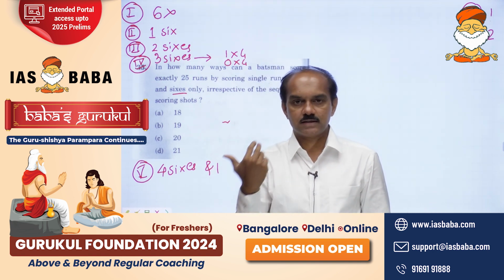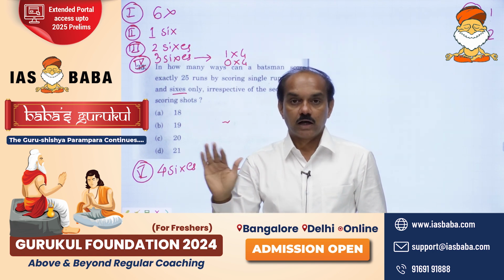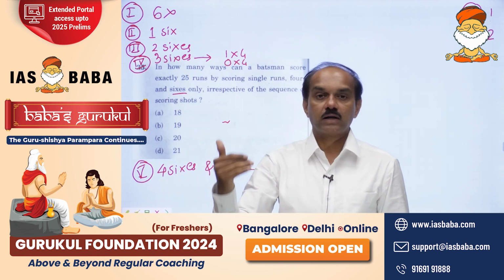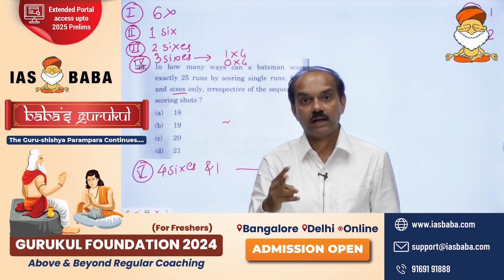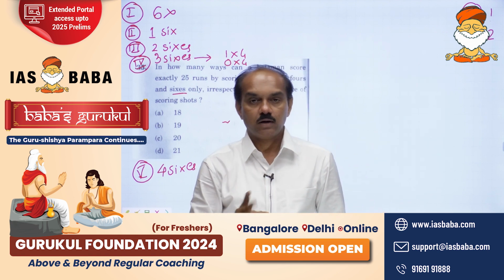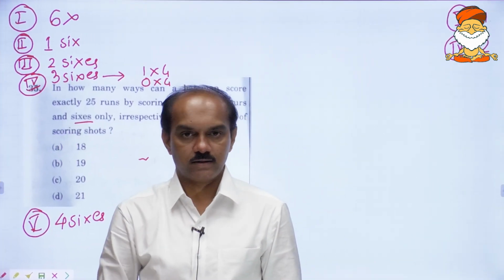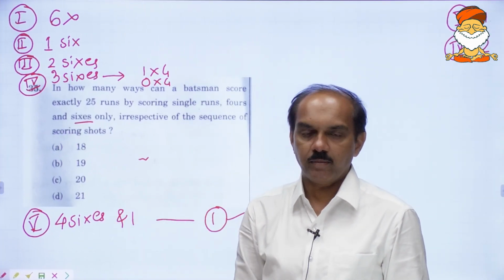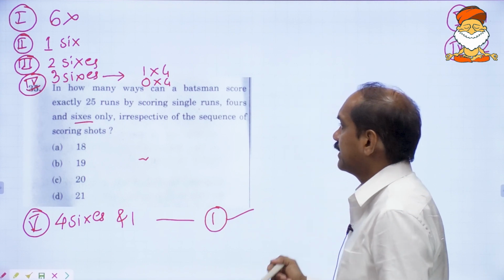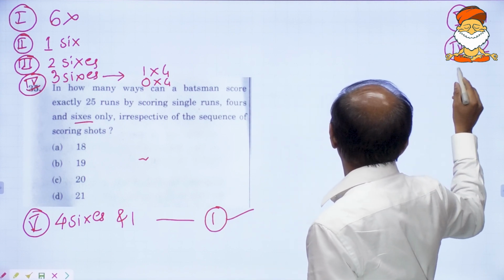3 6s means 18 runs already came. Now to score the remaining 7 runs, he will have 2 options. 6s are over. Now with boundaries, 1 boundary he can hit or 0 boundaries he can hit. Okay. Remaining can be managed using singles. Therefore, in 2 different ways we can do that.